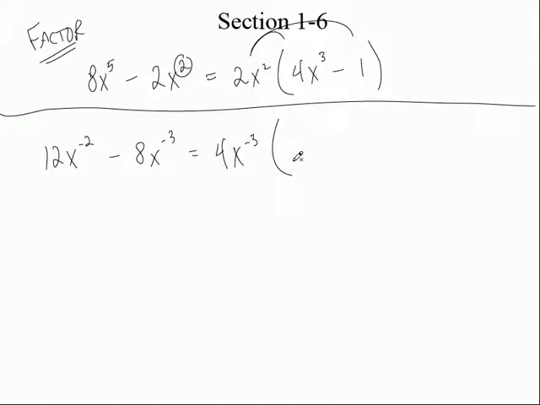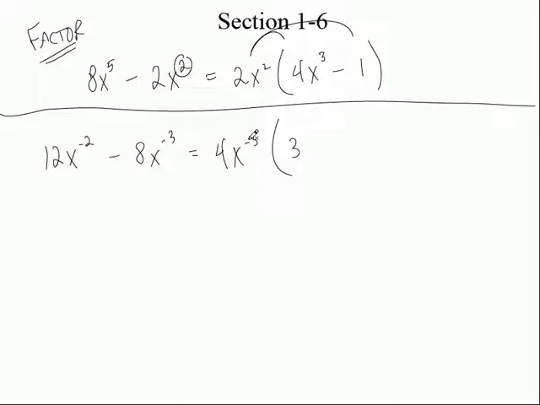Let's figure out what's left over. Well, we take this and divide it by this. So 12 divided by 4 is 3. Now, this is a little bit tricky as well. It's x to the negative second divided by x to the negative third. So what's the rule? The rule is you do what to the exponents?